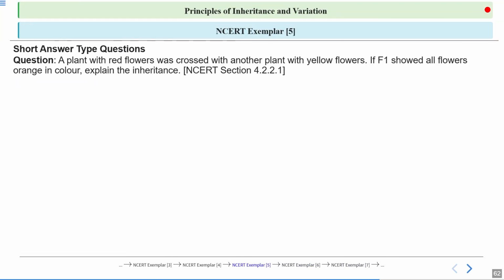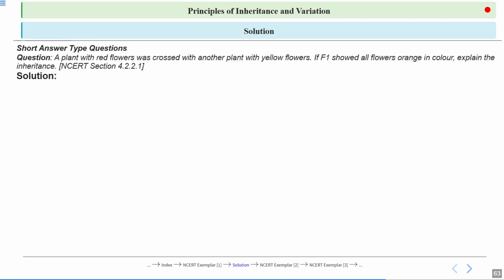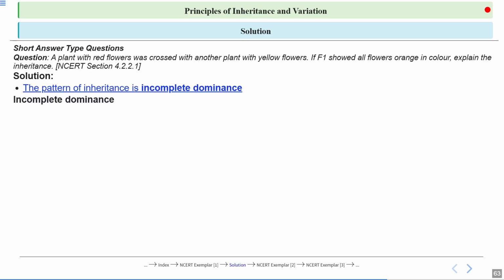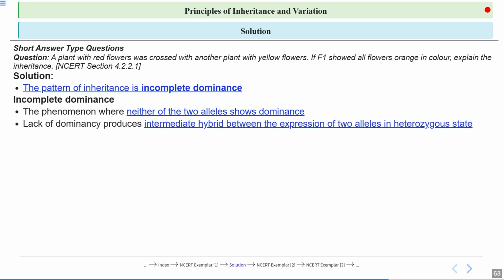Now they are saying a plant with red flowers was crossed with another plant with yellow flowers. If the F1 showed all the flowers having orange color, you have to explain the inheritance here. So you can see in the F1 generation, you are getting orange flowers. This means the pattern is incomplete dominance. Neither of the genes is dominant over the other. You are getting an intermediate phenotype in incomplete dominance. Neither of the alleles shows dominance here. An intermediate phenotype is being produced, which is different from both the parents.